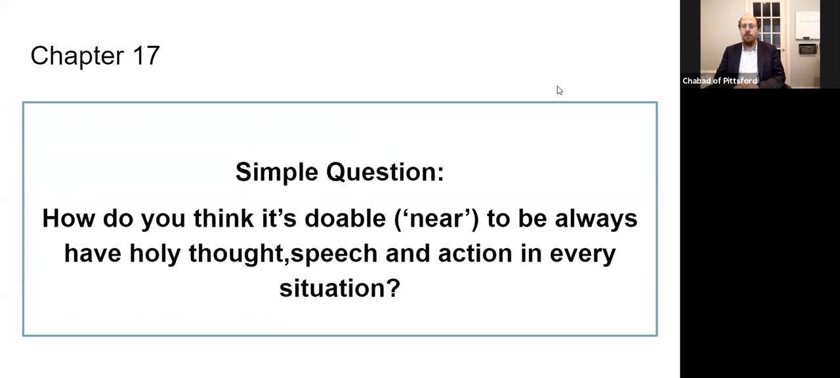Or put it like this, simple question. How do you think it's doable, as the verse said, near, to always have holy thoughts, speech, and action in every situation? That's a Beinoni, right? You're always able to control your thought, to do the right speech, and to do the right actions, always, in every situation. How do you think it's saying this is for everybody, this is near?